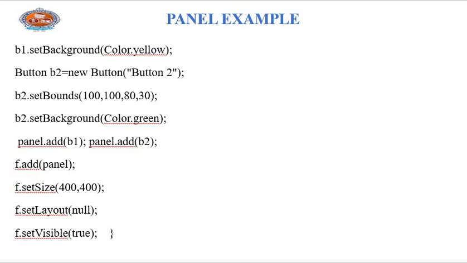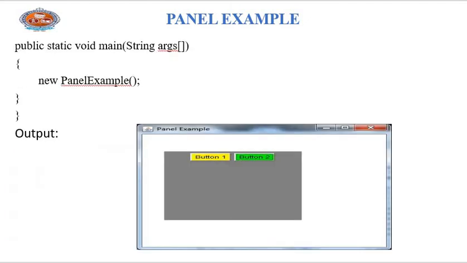panel.add(b1): here we add the b1 button to the panel. Next, panel.add(b2): here we add the b2 button to the panel, and f.add(panel). Next, set the size, set the layout and set visible, and finally close.